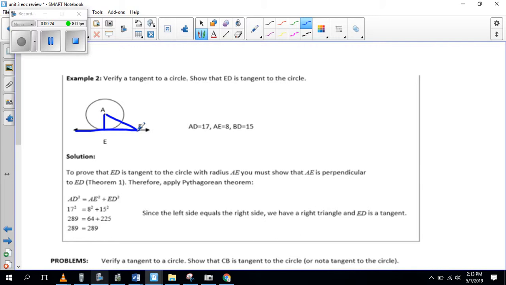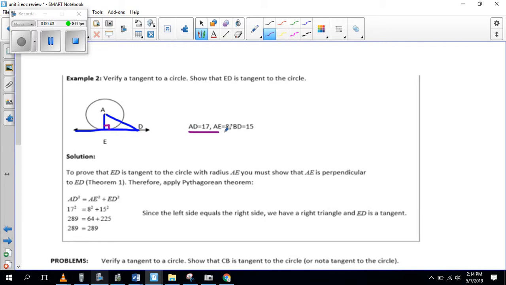So if you look here, inside of this circle we have a triangle. And we know that if you have a tangent line and a radius, it forms a 90 degree angle, which is perpendicular. And so that will help us label.